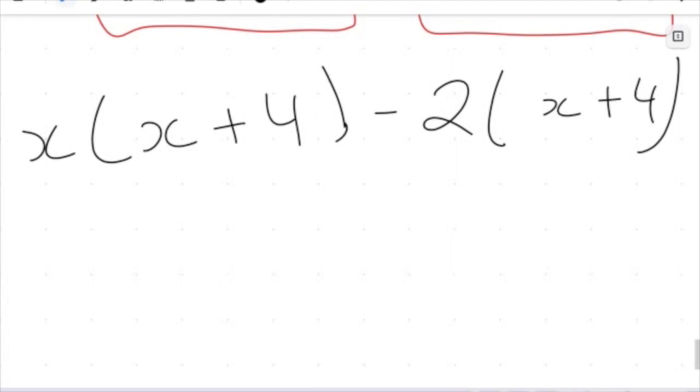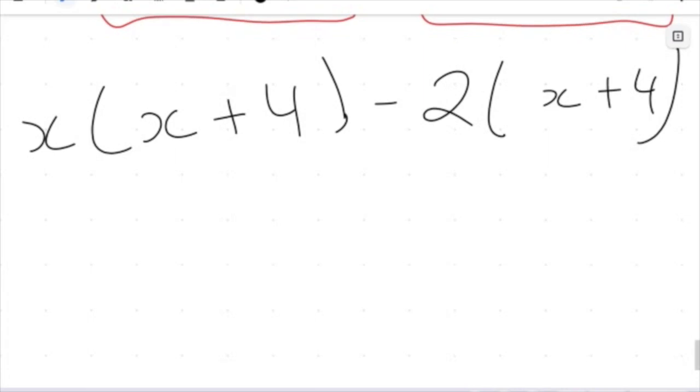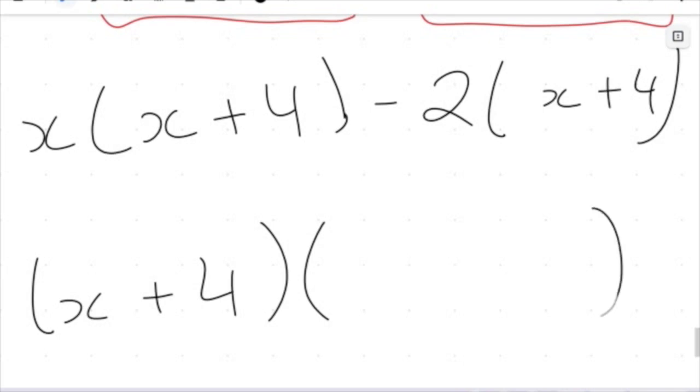I talked about this more at length in the grouping in pairs video. If this is a bit confusing, please check that one out. Now I have a common binomial factor for both of these things here. So I'm going to pull that out the front. So I have x plus 4, and in my next one, I have x and negative 2.